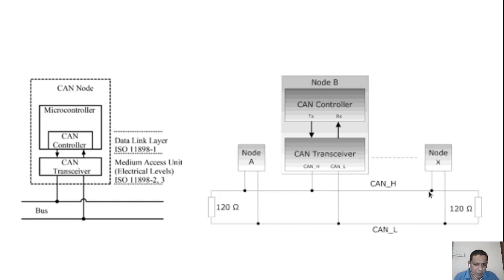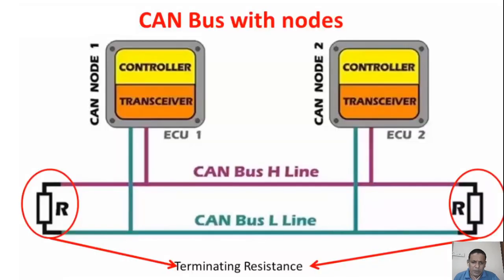This is connected to the CAN high bus, and one output of the transceiver is connected to CAN high, and the other is connected to the CAN low. And here this is the electronic control unit. This CAN node 1 may be the electronic control unit for power steering, and this may be the electronic control unit for power window, and this will be connected to the CAN bus high line and CAN bus low line, and this is connected with a terminating resistor of 120 ohm.